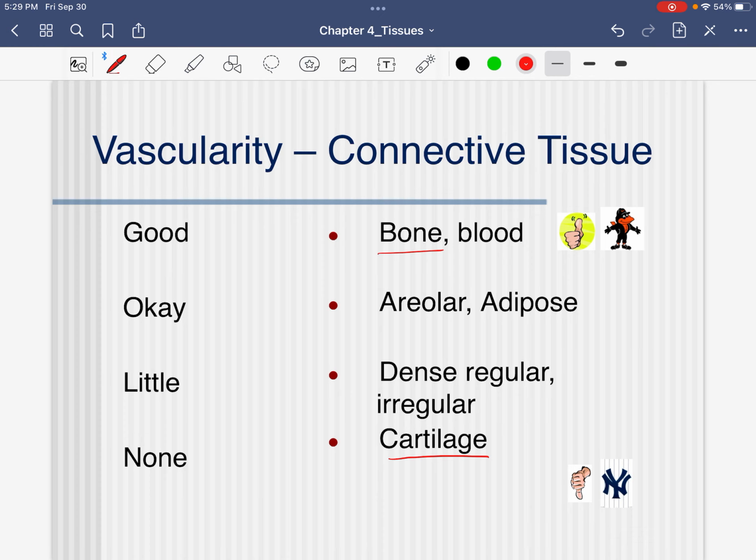Because bone has a very good blood supply, often it heals very well. Not always, but often. Cartilage has a very poor blood supply, so almost always it doesn't heal very well.